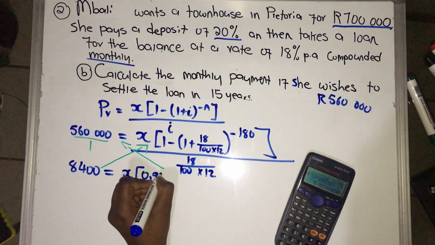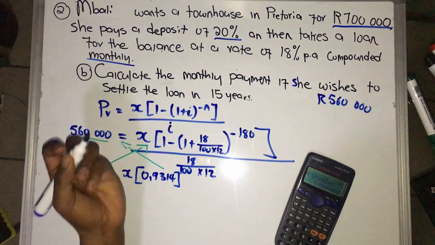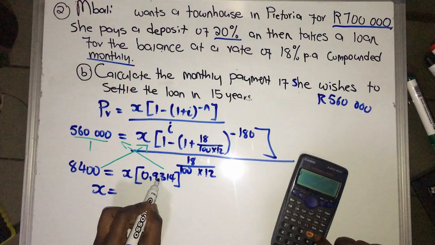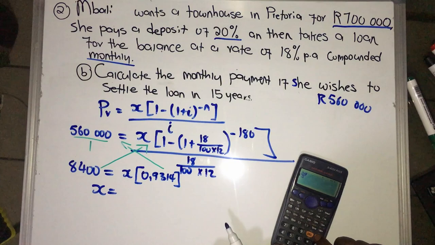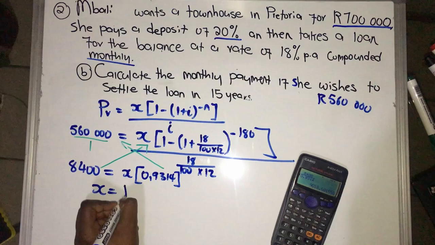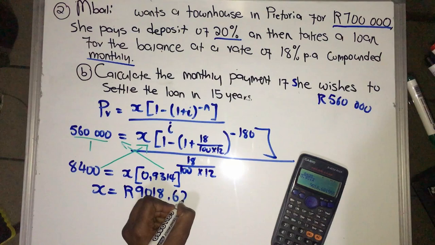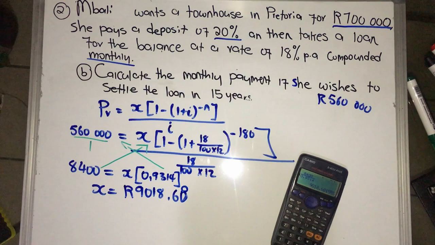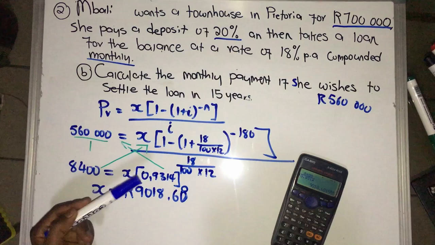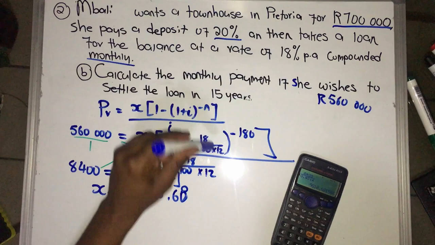Okay, so we get 0.9314. So solve for x, which is our monthly installment or monthly payment, by dividing both sides by 0.9314. 8,400 over 0.9314, so our final answer is 9,018.68. Okay, remember rounding off affects your answer. But in most cases, if we round off to two decimal places in the intermediate steps, you shouldn't be too far off in the final answer.